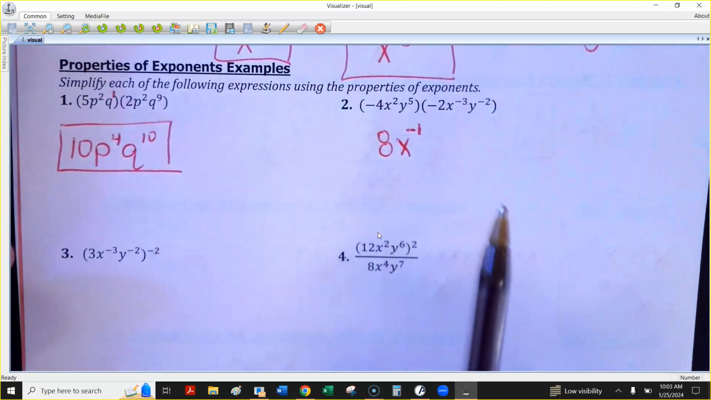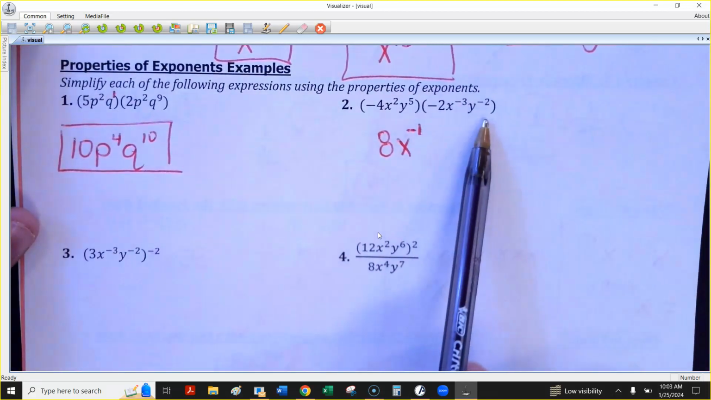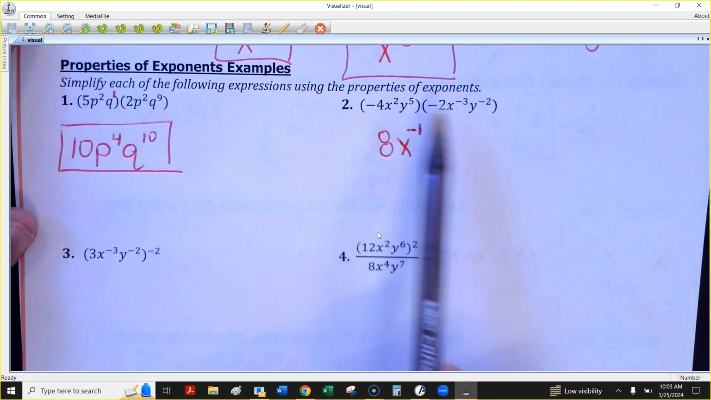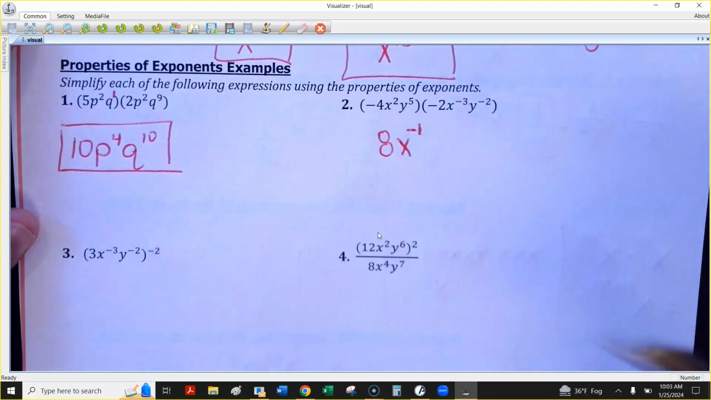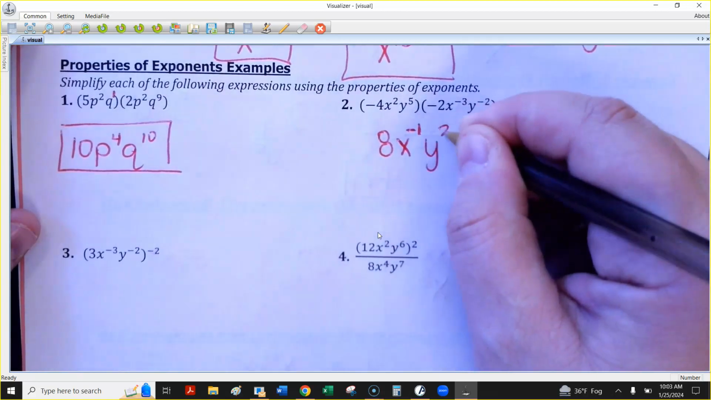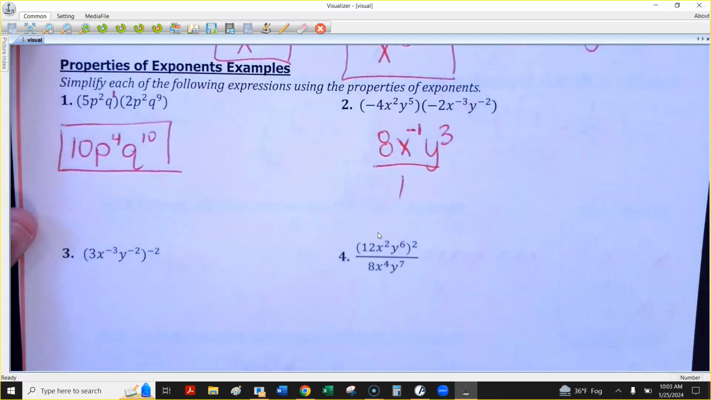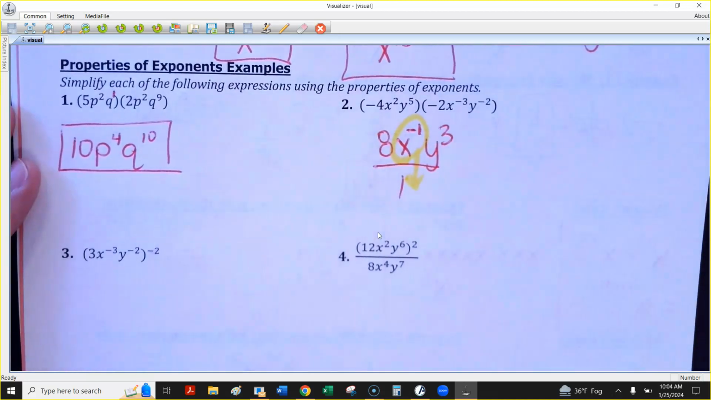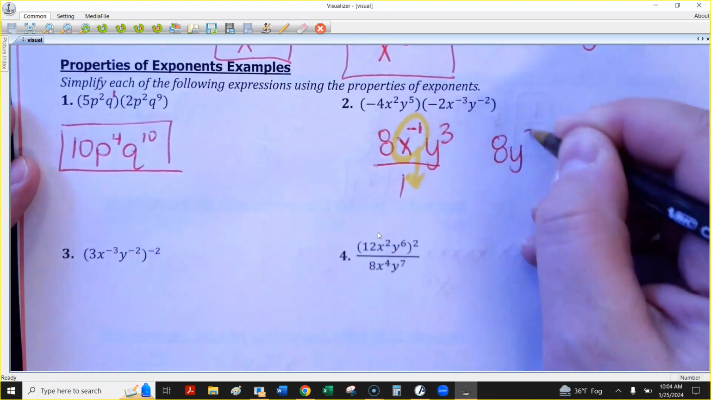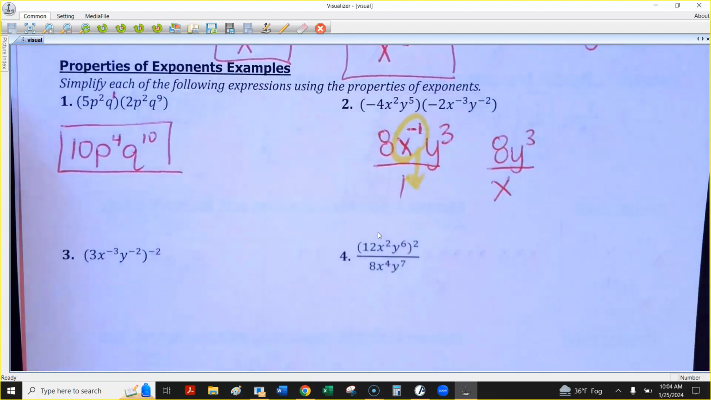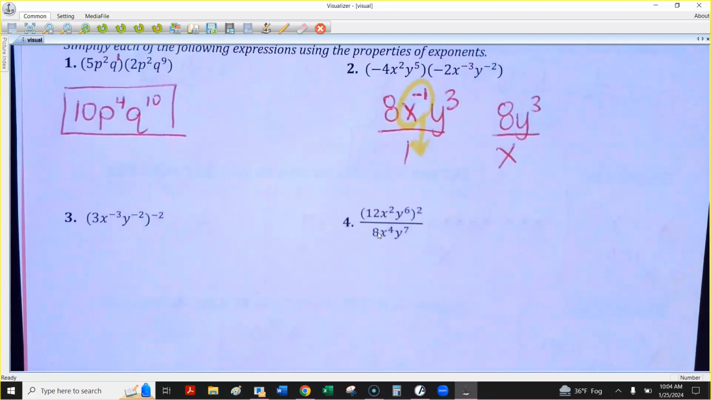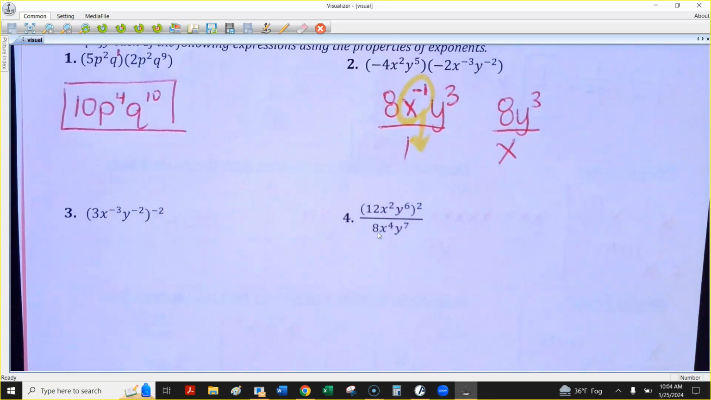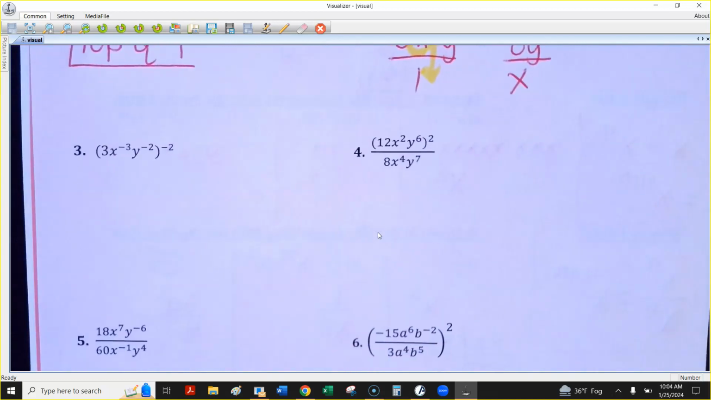And then I have y to the 5th, y to the negative 2. Just adding these exponents, 5 plus a negative 2 or 5 minus 2, we would have y to the 3rd. The only thing I'd have to do real quick is move that exponent where I have the negative 1. Just move this down. So you'd have 8y cubed over x. I'm just going to skip this next.